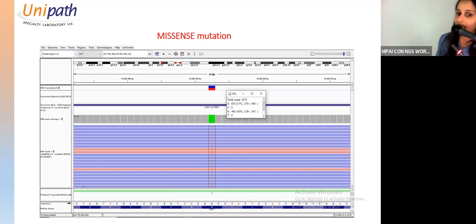And see here, it is G notation, and in the reference it is A. So A is changing to G. And you can see the total reads, this is representing 1073. And you can see 600 reads with G. That is the heterozygous mutation. G is going to represent 53 bases, right? So this is missense notation.